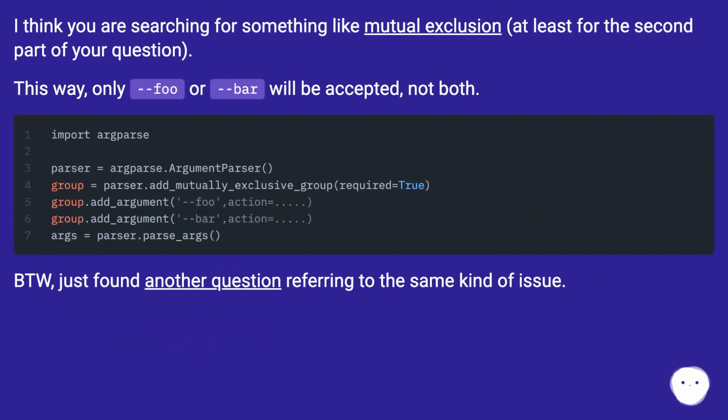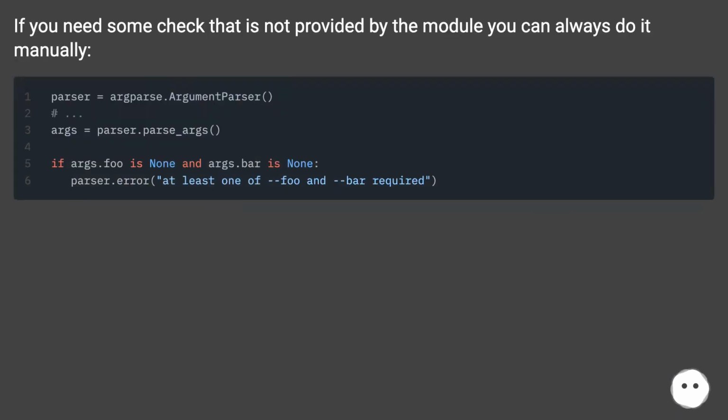I think you are searching for something like mutual exclusion, at least for the second part of your question. This way, only foo or bar will be accepted, not both. By the way, I just found another question referring to the same kind of issue. If you need some check that is not provided by the module, you can always do it manually.